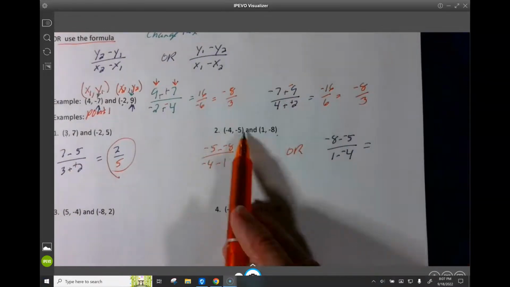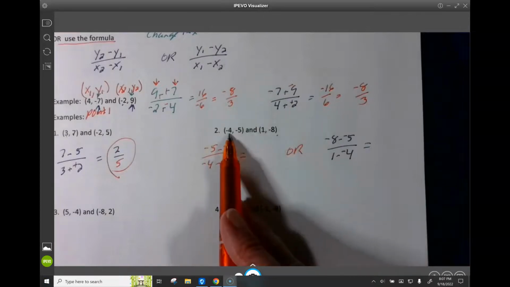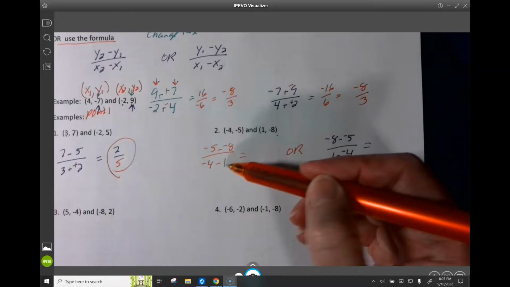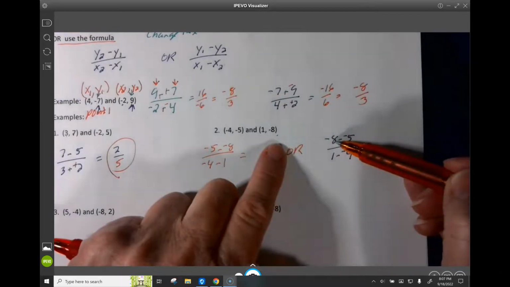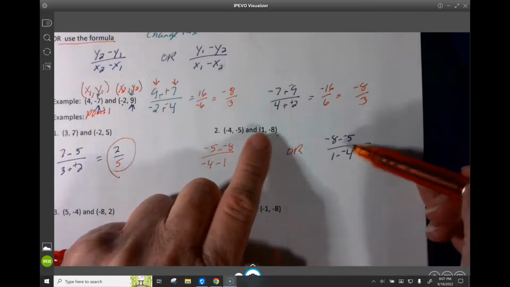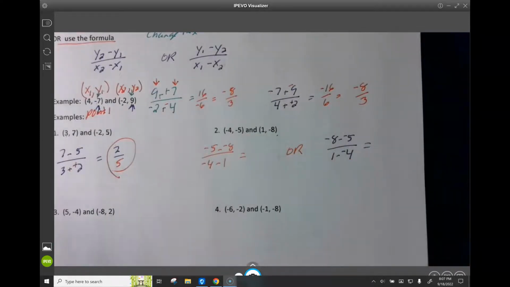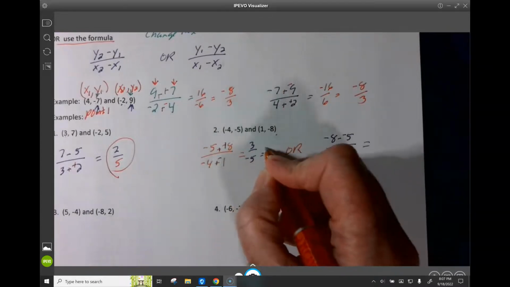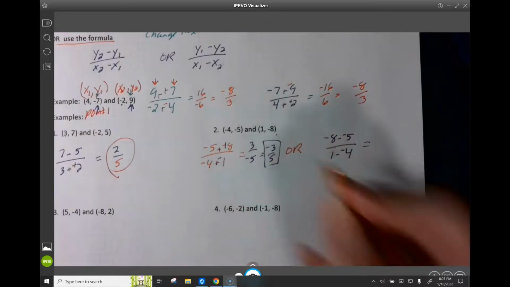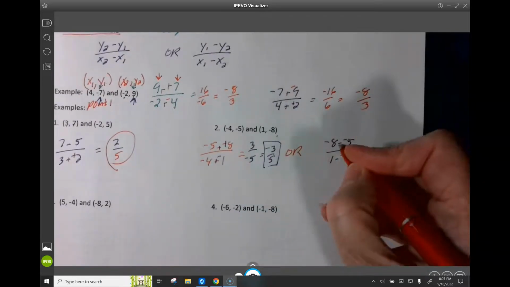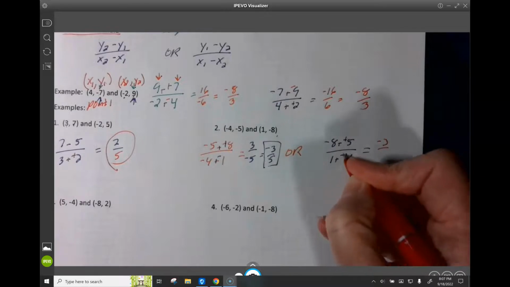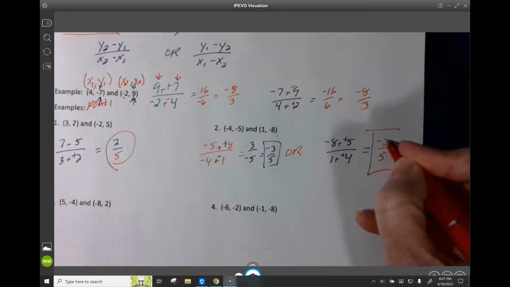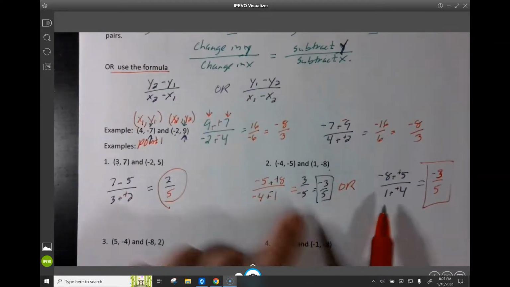So, you either took -5 minus -8 over -4 minus 1, because this is the same ordered pair, or you did -8 minus -5 over 1 minus -4. Both are right. It doesn't matter. Okay, and we're going to get the same answer no matter which one we do, as long as we do it correctly. So we get 3 over -5, so that's a -3/5. And here I get a negative 3 over a positive 5, so a negative 3/5. Is one better than the other? No, one is not better than the other.